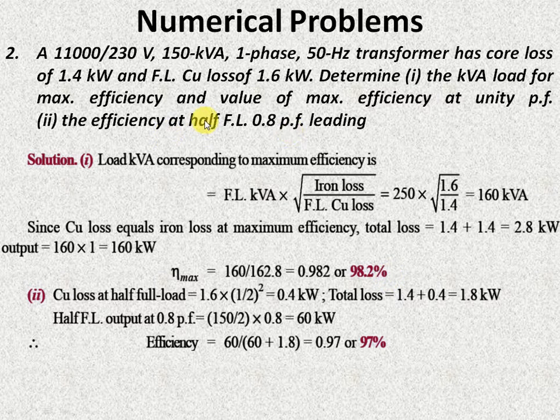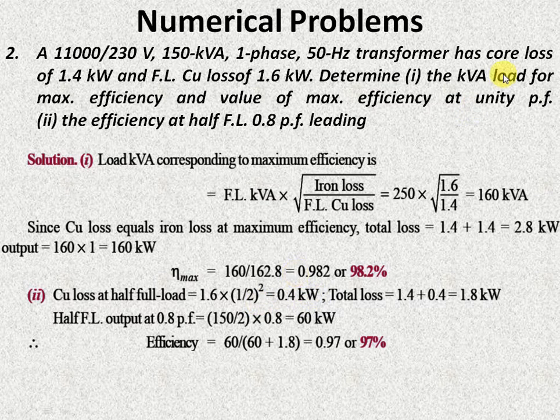Next, it is asked to find the efficiency at half full load, 0.8 power factor leading. So in order to find the efficiency at half full load, first you have to find the copper loss at half full load condition. The copper loss at full load condition is given as 1.6 kilowatt. At half full load it can be found out by taking the x square into full load copper loss relation. We have seen this relation before. So we will be getting the copper loss at half full load as 0.4 kilowatt.